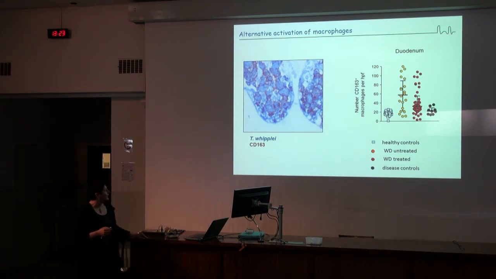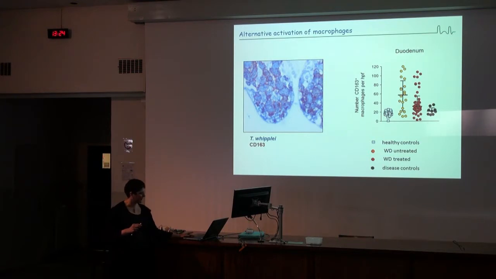And what we found out earlier, and it was also discovered here, is that within the mucosa we see the infection with the Whipple bacteria, and marked in brown is CD163, a regulatory molecule in macrophages. Macrophages that express CD163 are alternatively activated, also called regulatory macrophages. When we analyze these cells in Whipple disease patients compared to healthy controls and disease controls with other bacterial infections, we see that these regulatory macrophages are dramatically enhanced in the untreated Whipple disease patients, but also in the treated ones. So there is an enhanced number of alternatively activated macrophages in Whipple disease patients.